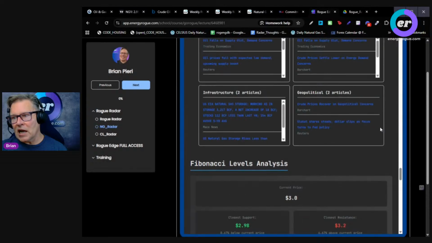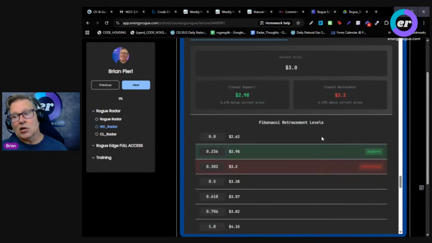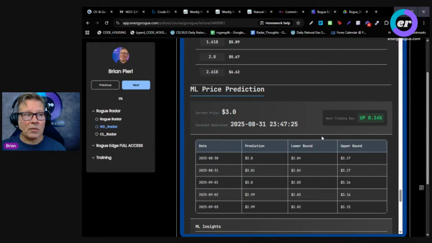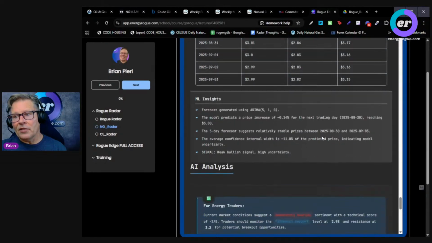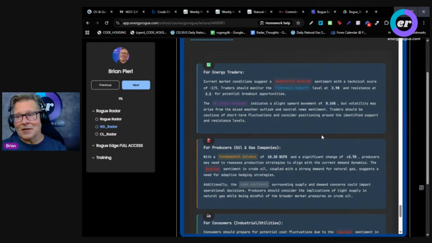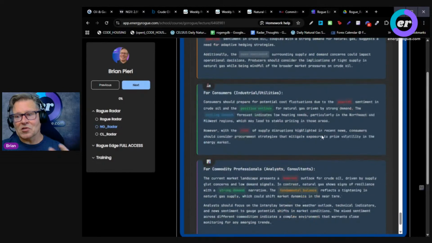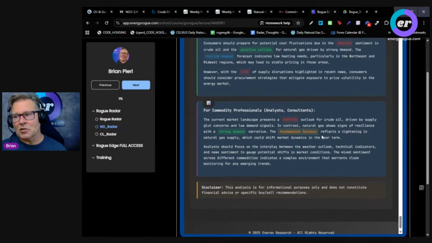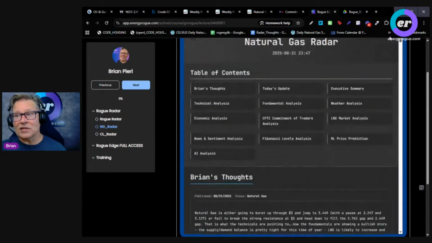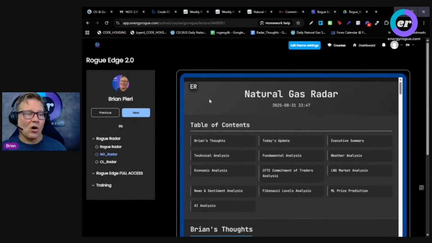Then you have Fibonacci analysis, tells you particular levels that are important, a machine learning price prediction, and then an AI analysis that tells you if you're an energy trader, producer, consumer, commodity professional. So this runs every single night. And you get this all for $89 a month, 14-day free trial down below.